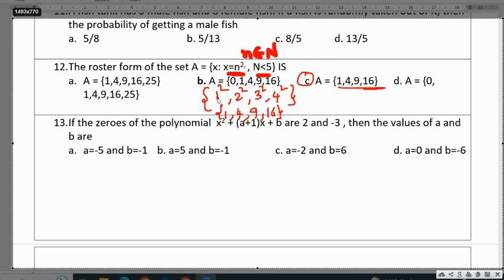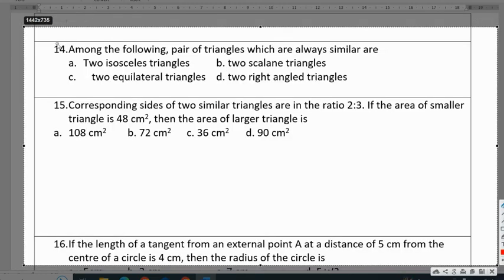13th question, if the zeros of the polynomial x square plus (a plus 1) x plus b are 2 and minus 3, then the values of a and b are 0 and minus 6. 14th question, among the pair of triangles which are similar, always equilateral triangles are similar to each other. In quadrilaterals, squares are similar. In triangles, equilateral triangles are similar.